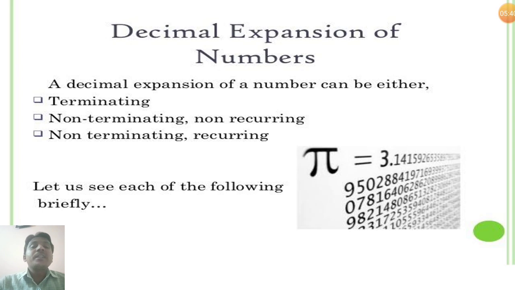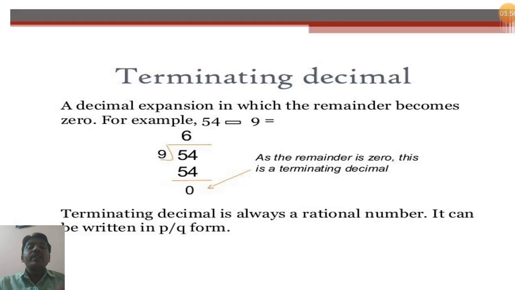Next, decimal expansion of numbers. A decimal expansion of a number can be either terminating, non-terminating non-recurring, or non-terminating recurring. These are the three types of decimals already said. Let us see each of the following briefly.